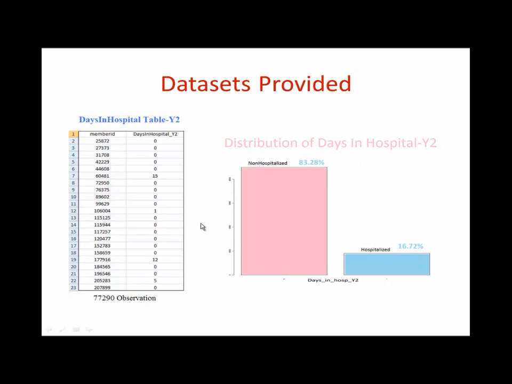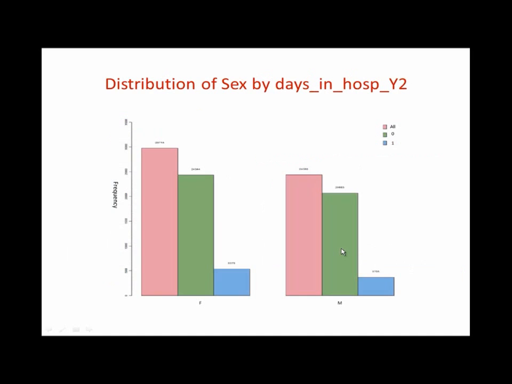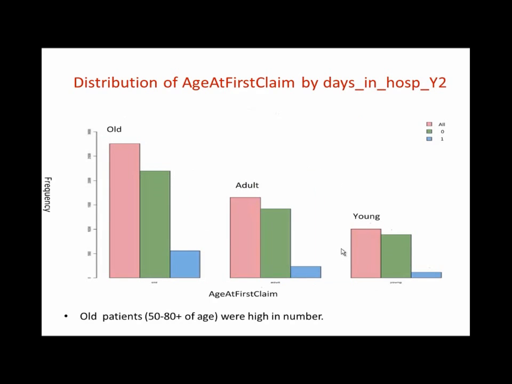And if you see the histogram of the data sets, we can see that the percentage of patients who got hospitalized is very small compared to the patients who didn't have to be hospitalized. This is the distribution of sex by days in hospital year 2, and here you can see that the female patients were more numerous than the male patients. This is the distribution of age at first claim by our target variable days in hospital year 2, and here you can see that the old patients were high in number compared to adult and young.